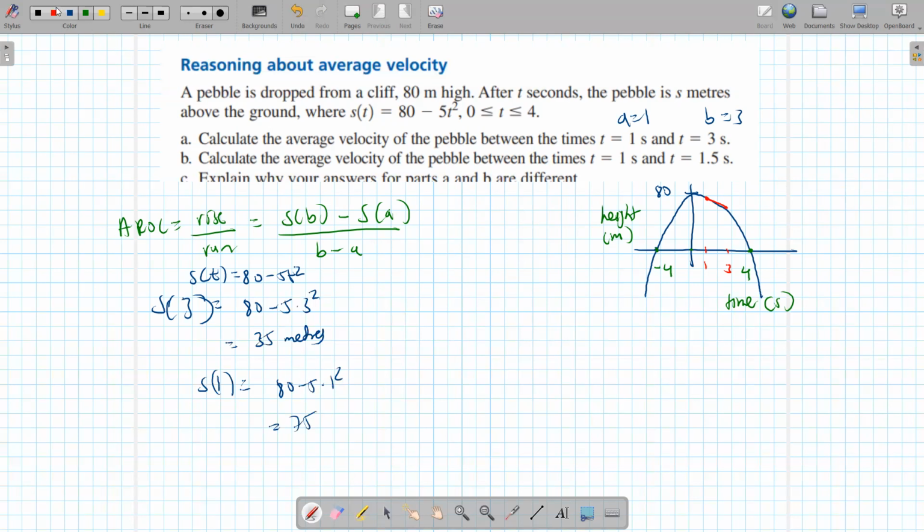Alrighty. Now look at this. It's very straightforward. So it's going to be S of B, which for us is 3, minus S of A. It's always going to be the upper number minus the lower number. So here it's going to be 35, which is S of B, minus our smaller number, S of A, which was 75, all over B, which is 3, minus 1. So this is negative 40 over 2. So it's negative 20. What does this tell you? It's the slope. Yeah, but in the context of the question, what does this tell us?